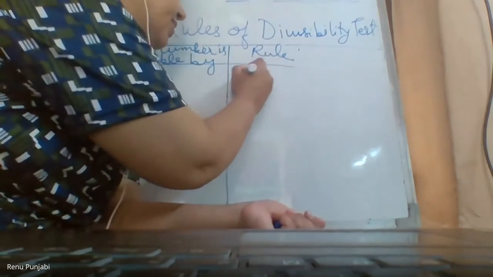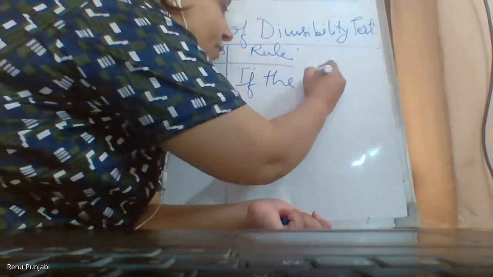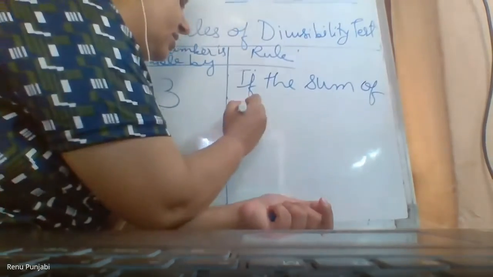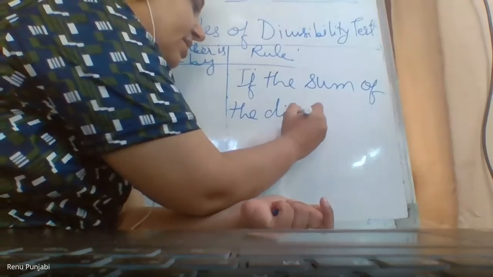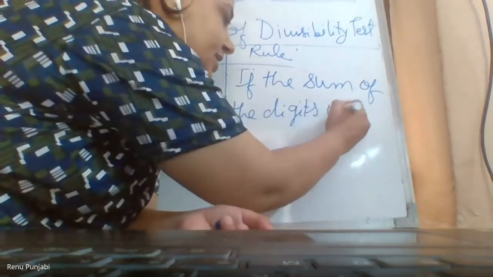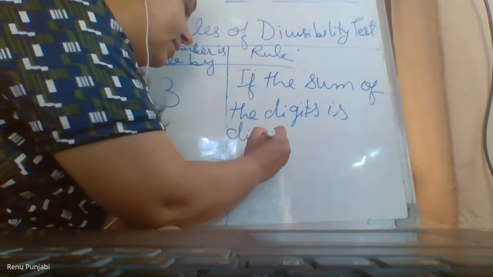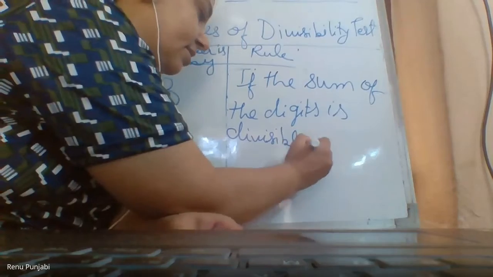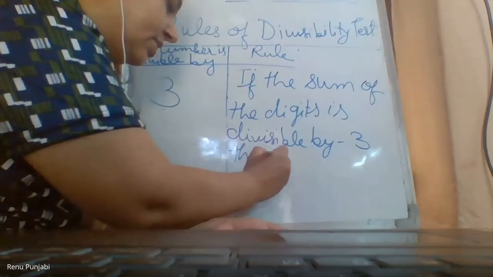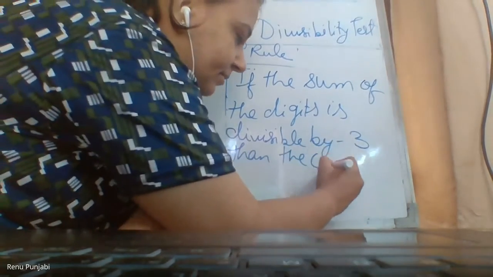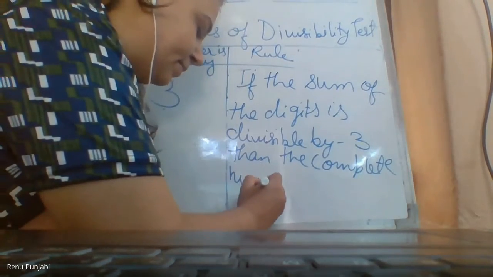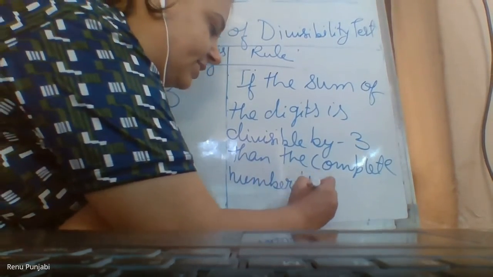Now write, if the sum of the digits, sum means the total, if the sum of the digits is divisible by 3, then the complete number is divisible by 3.